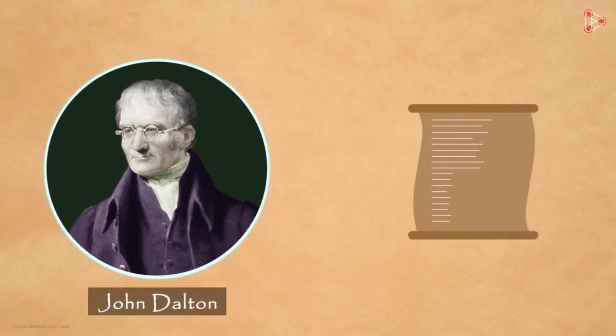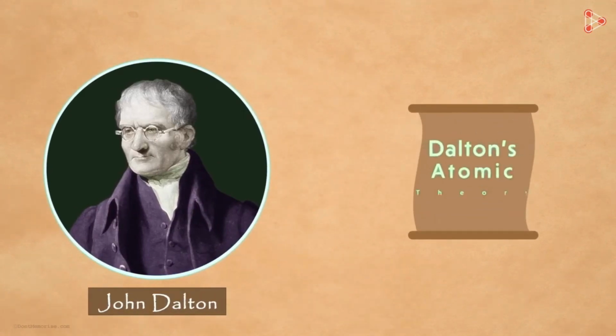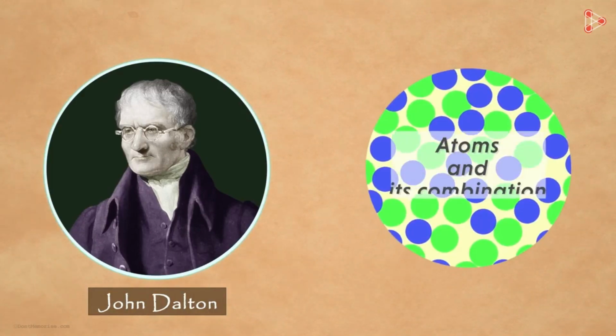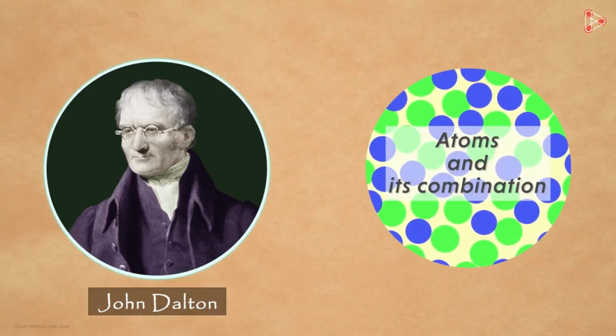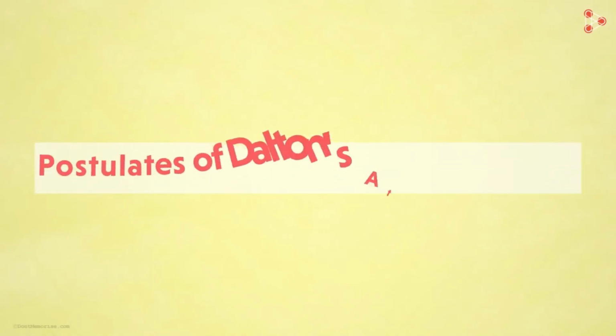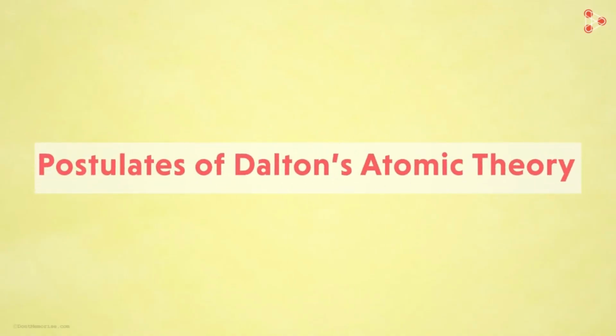He proposed a theory which was then known as Dalton's atomic theory. With this theory, many concepts regarding matter, composition of matter, atoms, and even combinations of atoms resulting in compounds were better understood. Let's first take a very quick look at the 6 major postulates of his theory.